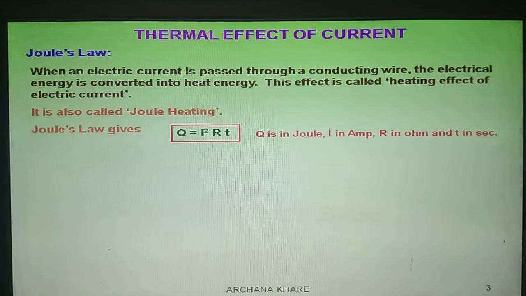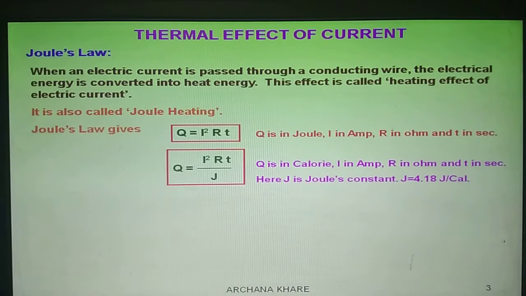Here, the equation remains as Q is equal to I square RT if Q is in joules, I in amperes, R in ohms, and T in seconds. But if Q is in calories, which was the earlier unit of Q when it was not considered to be a form of energy, then the formula modifies. Q is equal to I square RT by J, where J is Joule's constant and its value is 4.18 joules per calorie. It's merely a conversion factor from calorie to joules.